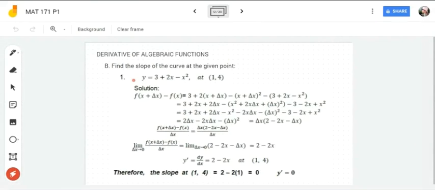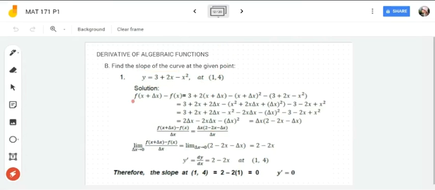Okay, so next, let's go to another problem for your three-step rule. Find the slope of the curve at the given point. So we know that the slope of the curve is equal to the derivative of the function, or the first derivative of this function. And then you will just simply substitute the values of the given point. So in order to get the slope, you need to differentiate this using your three-step rule, and then after the differentiation, you will be substituting the value, which is x as 1 and y as 4.